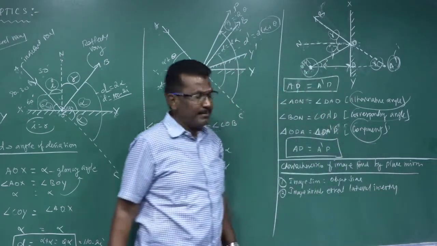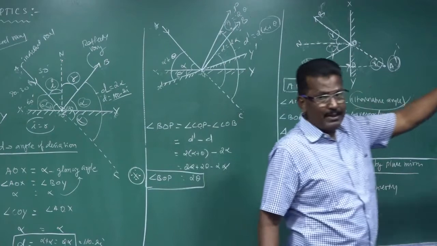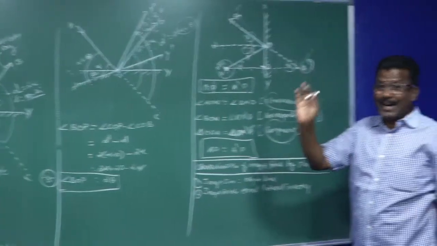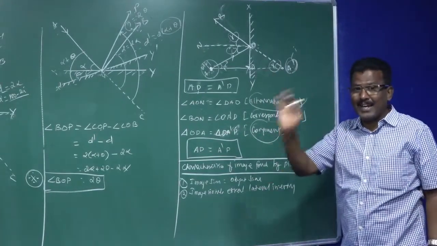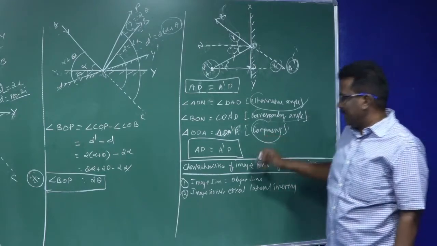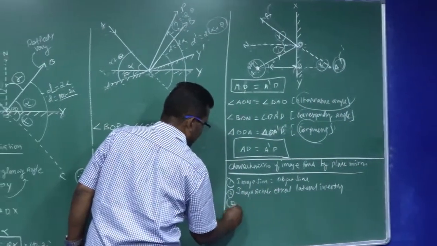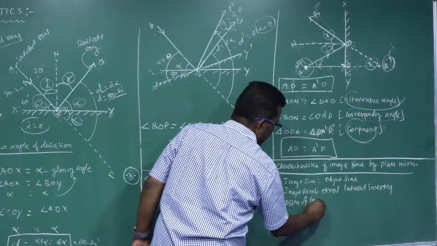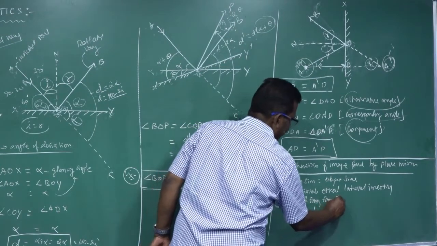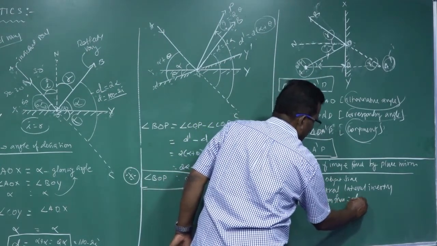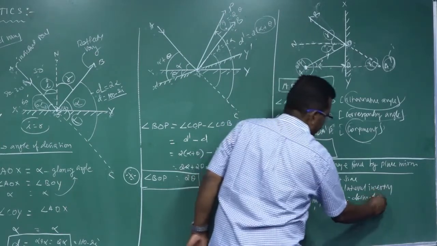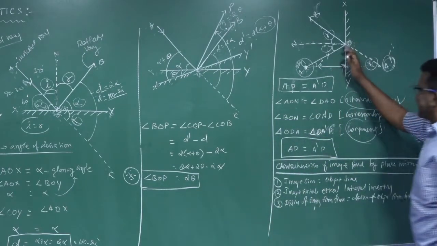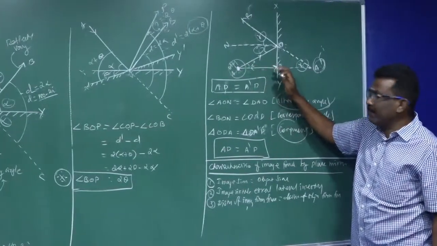The image formed in the plane mirror is a virtual image, erect and laterally inverted. And the distance of the object or image from the mirror is equal. So the image distance is always equal to the object distance from the mirror.